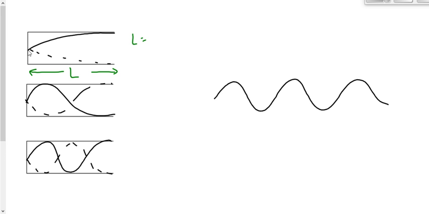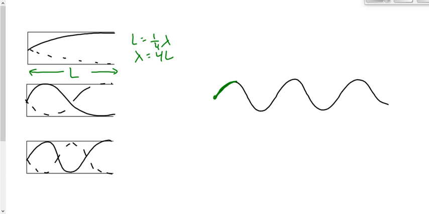Let's define the length of this. It's not a string this time, but a length of the air column, the length of the water bottle, or the length of the clarinet, or whatever it is that you're dealing with here, as L. We're going to say L is equal to, how much of a wave is that? I start right here and I go to here. How much of a wave is that? That's a quarter. Yeah, L is equal to 1/4 lambda, or lambda is equal to 4 times L.